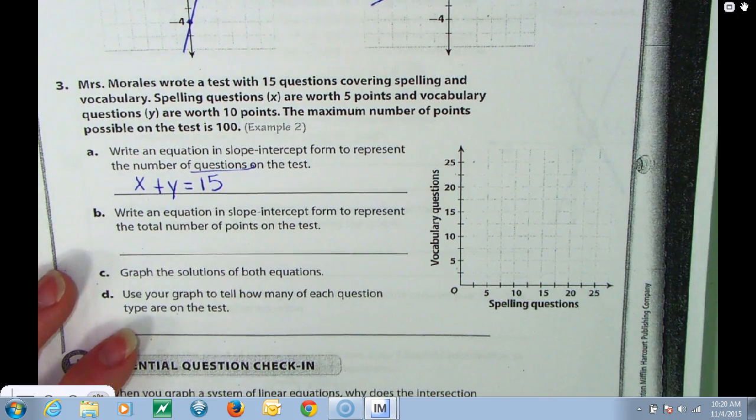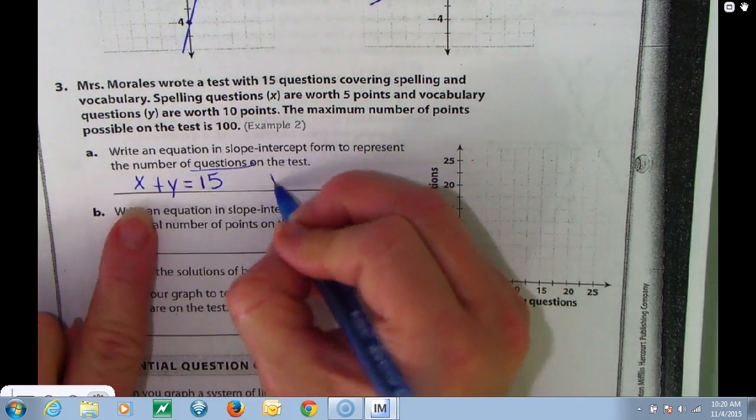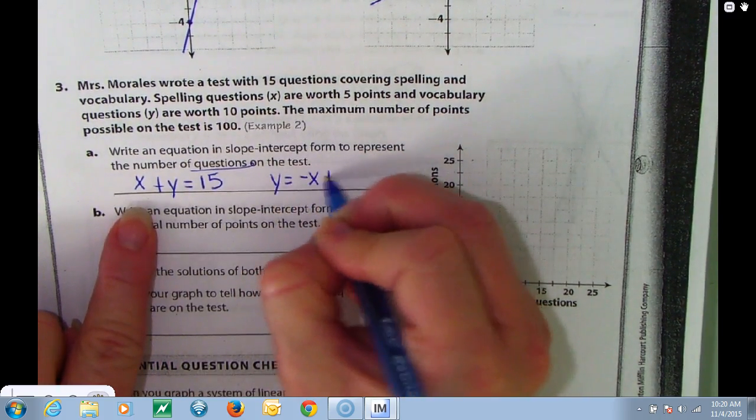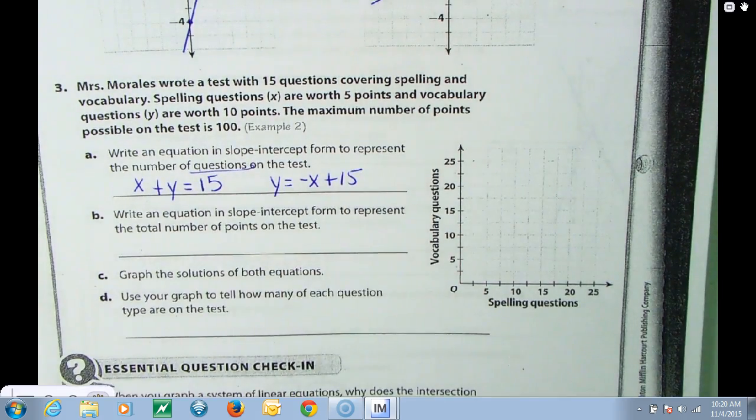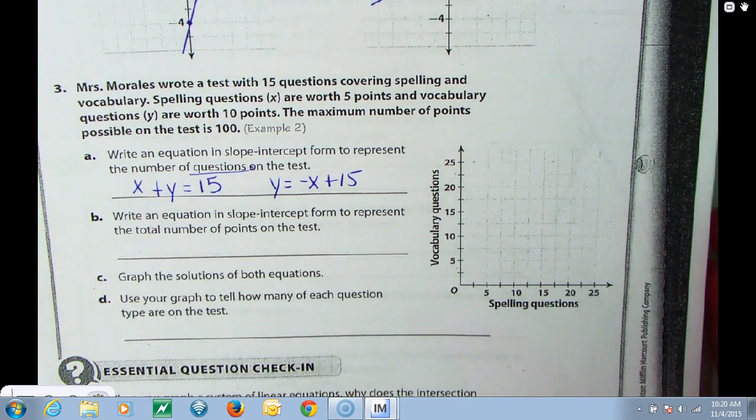True? Okay. So now we're going to subtract x and get y equals negative x plus 15. I put it in that form so we could go graph it. So go, oh, I got to help you graph it. Just a minute. Okay.